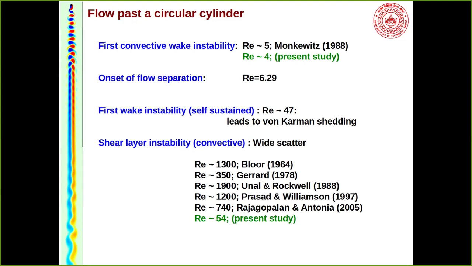Okay, so it's very interesting. At 47, the wake becomes unstable and the shear layer becomes unstable at 54. So there's something going on. This is not very important for us. This is. Okay, so we focus on that.